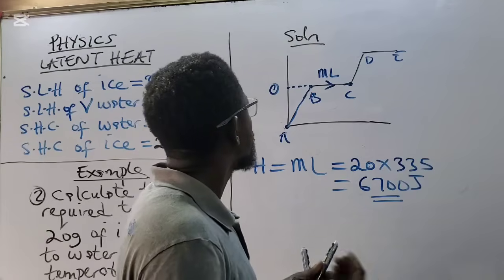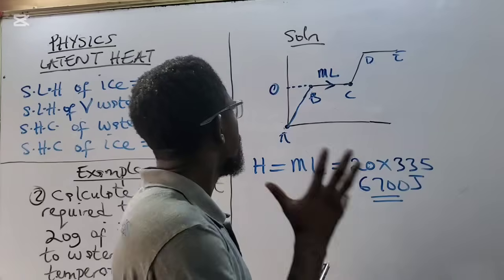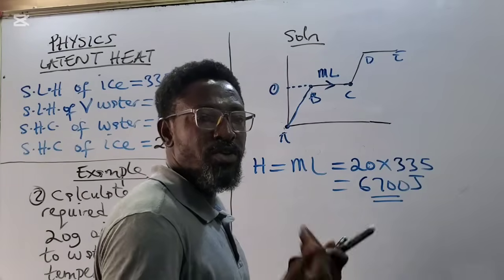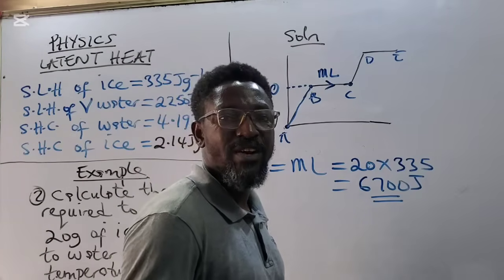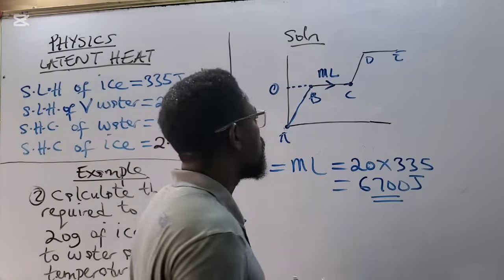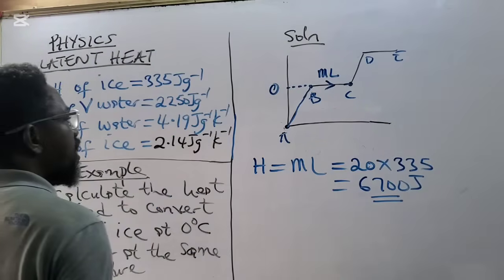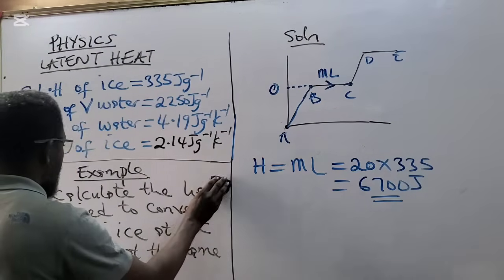So all you need to do is just draw the diagram, input the given parameters, know the number of times you are going to do the calculation, and once you do that, you get your answer. Let's take a look at example 3.